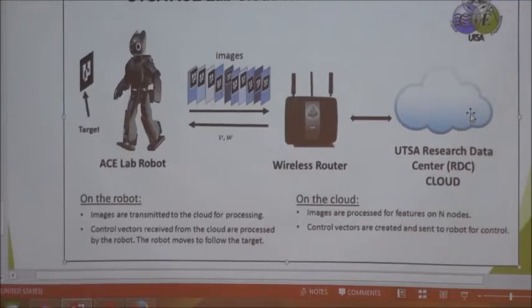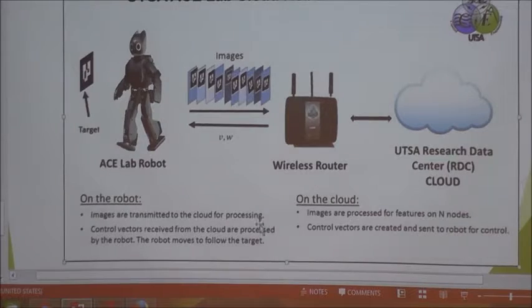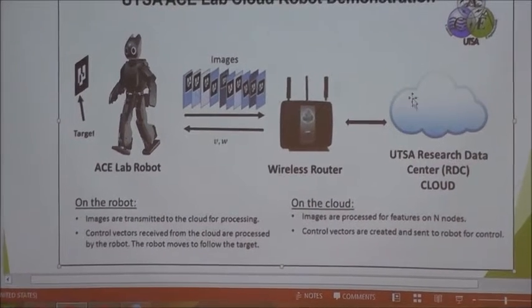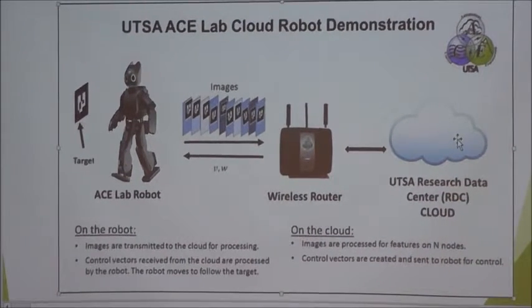We would process the images over in the cloud with the AR track package right here. It's kind of fun to set up, quite a few steps initially, but once you set it up, you'll be happy because you can detect whatever it is that's going on with the images quite nicely. So we process it here in the cloud, send it back over the router.